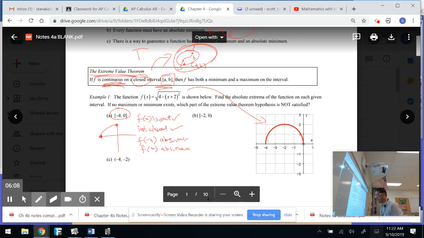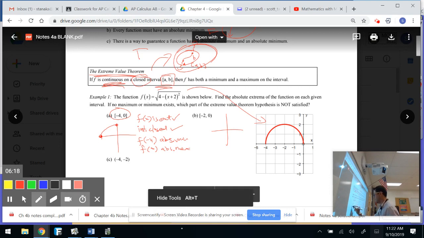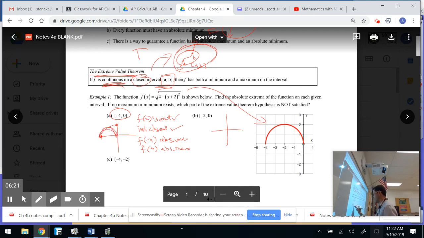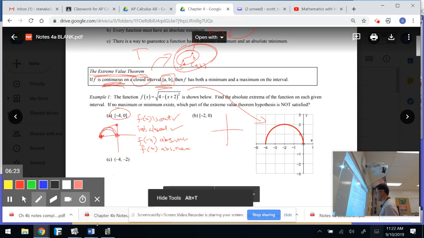Okay, look at B. Hit pause. Try your best. Okay, here we go. Let's graph this guy. Now I'm going to go from -2 to 0. Oh, snap. That should have been like that. I am not rewinding, but you guys fix it.